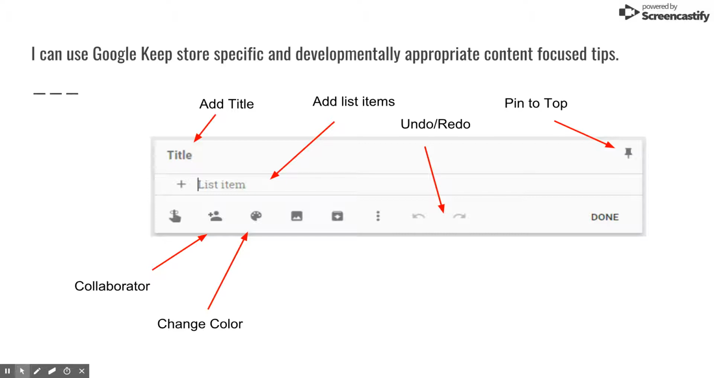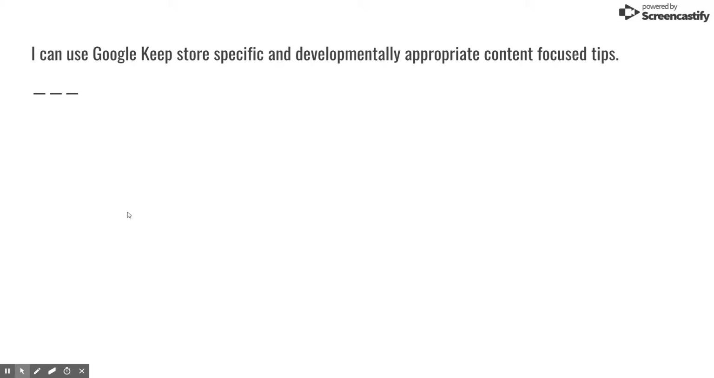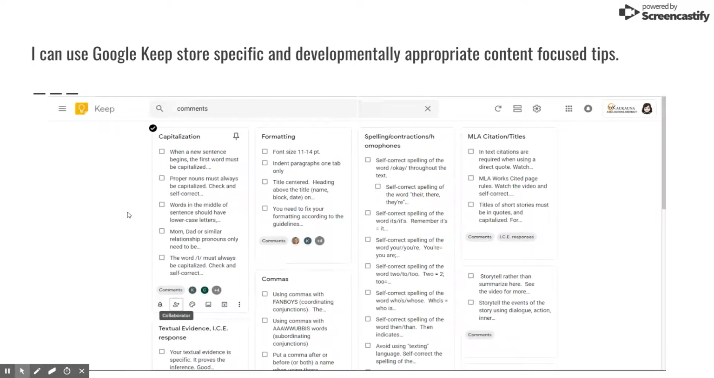They'll have access to the note, you'll have access to the note, and everybody can add in information. So working smarter, not harder, by working together as a team. And so you can use Google Keep to store specific and developmentally appropriate content-focused tips.